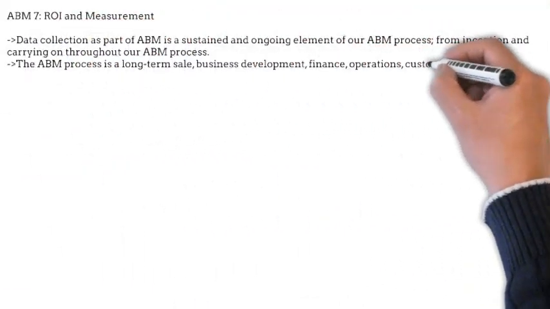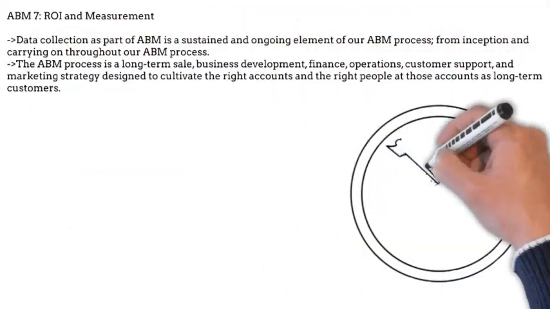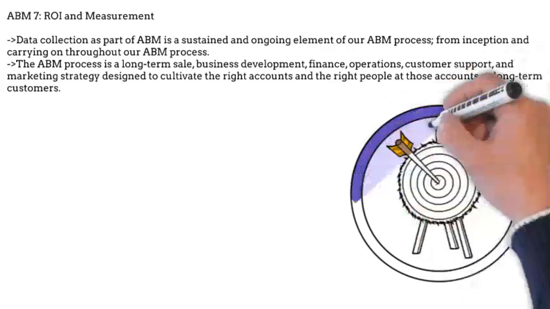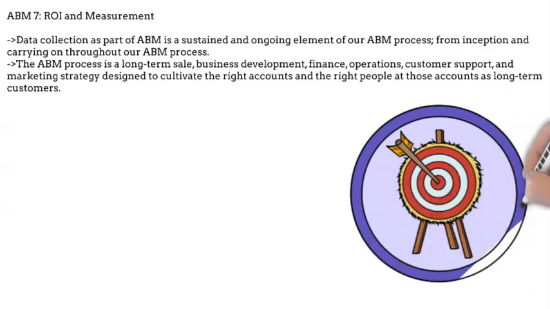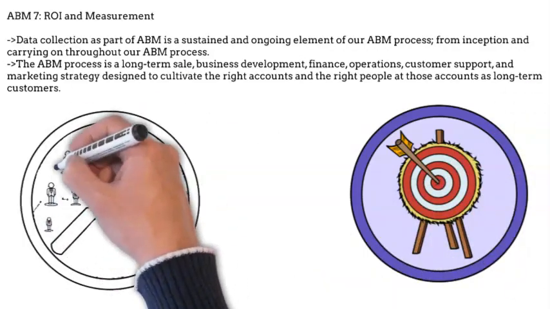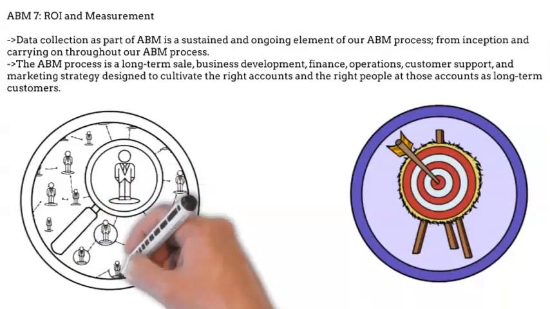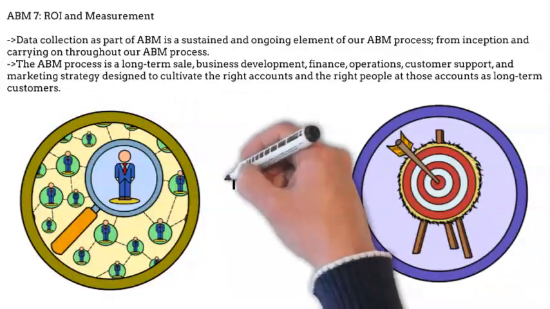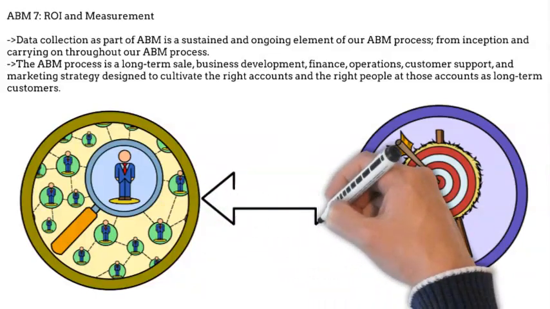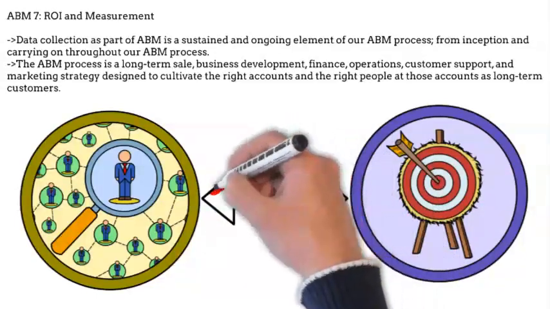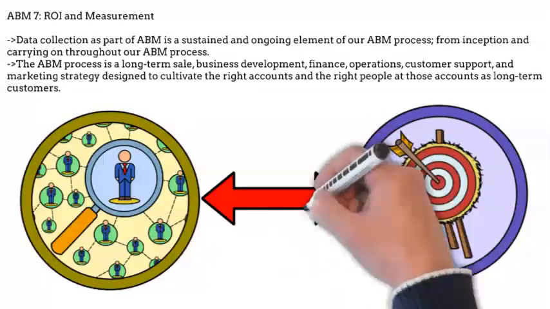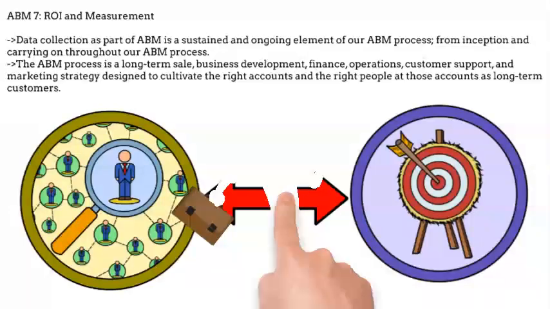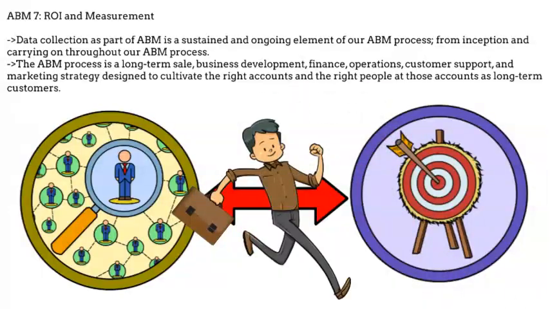With ABM ROI measurement, we want to try and find measurements for each of the seven steps in the ABM process. Data collection as part of ABM is a sustained and ongoing element of ABM from inception and carrying on throughout the revenue cycle with our customers. The revenue process is long-term sales, business development, finance, operations, customer support, marketing strategy, all combined and unified, designed to cultivate the right accounts and the right people at those accounts as long-term customers.